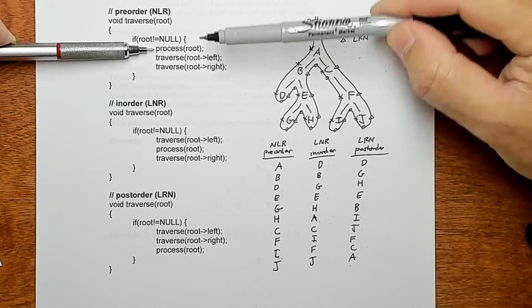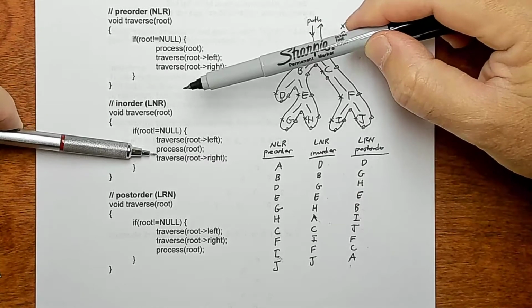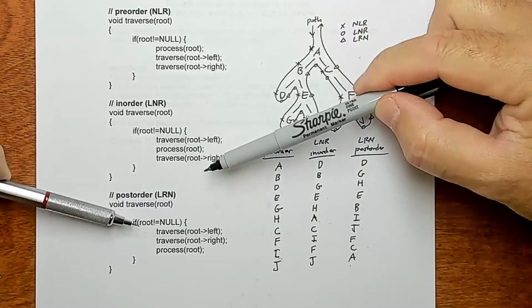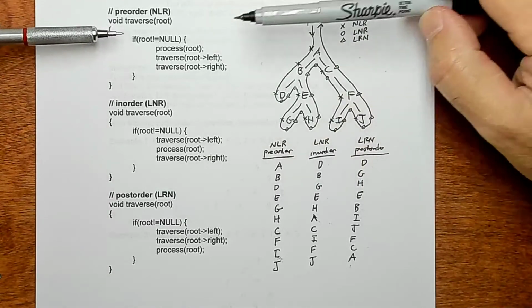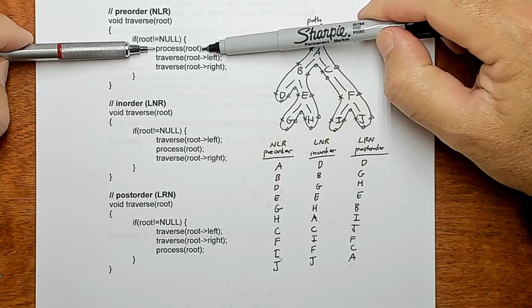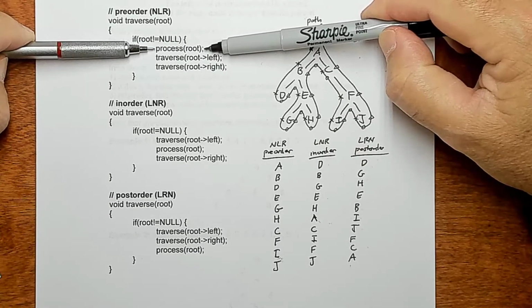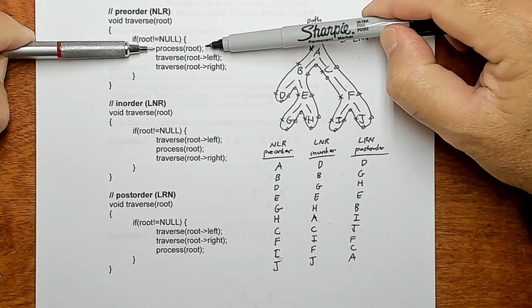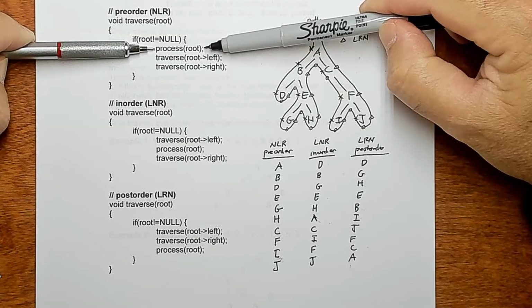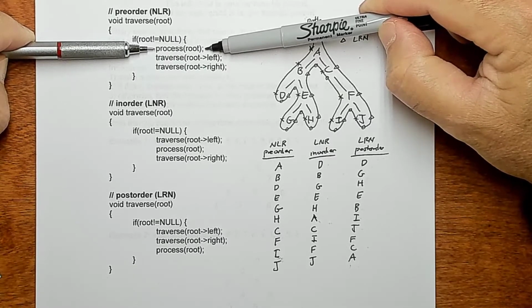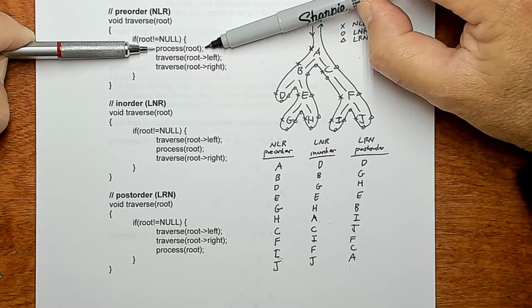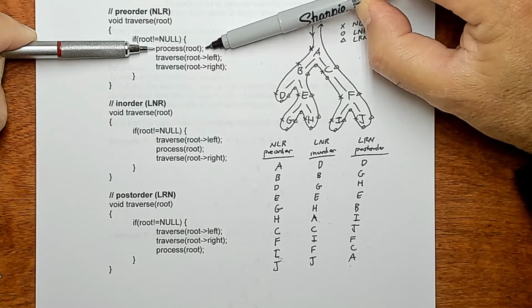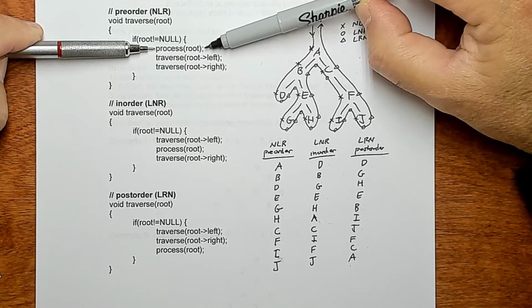Here the processing happens first. That's why it's called NLR. Here the processing happens in the middle. Here the processing happens at the end. By processing, for us it's going to be printing. We just want to print the node. In real life, processing would be whatever it is you're trying to get done, like going in and finding the key, and then looking up an address or a shoe size or something like that. But for us, we're just going to print the key.